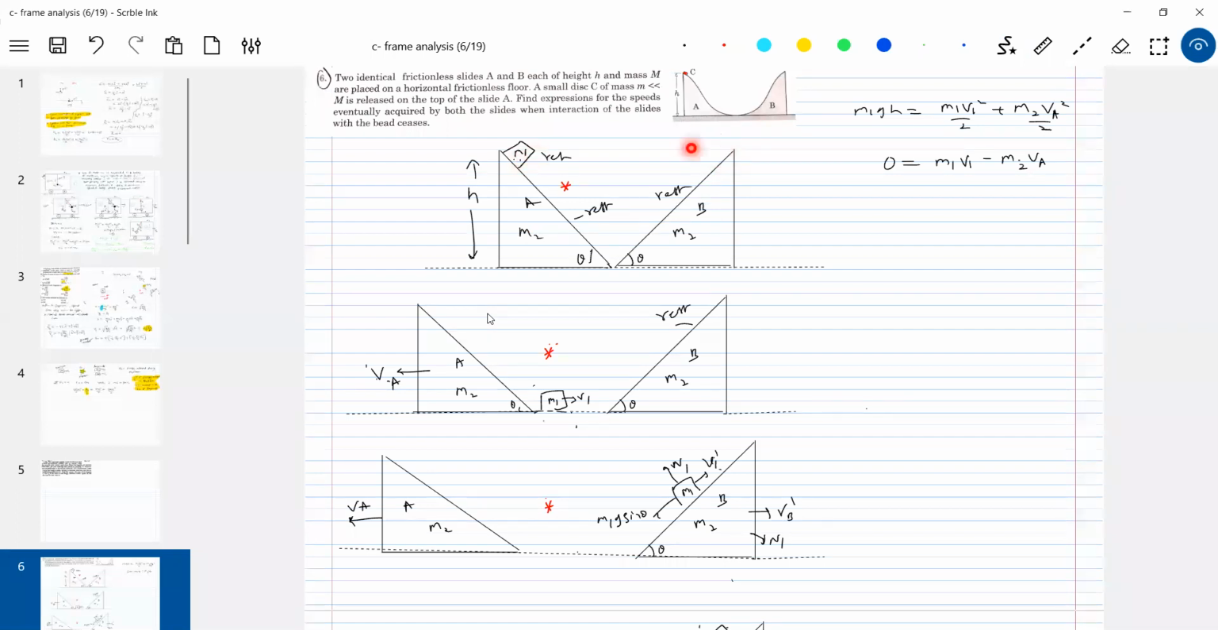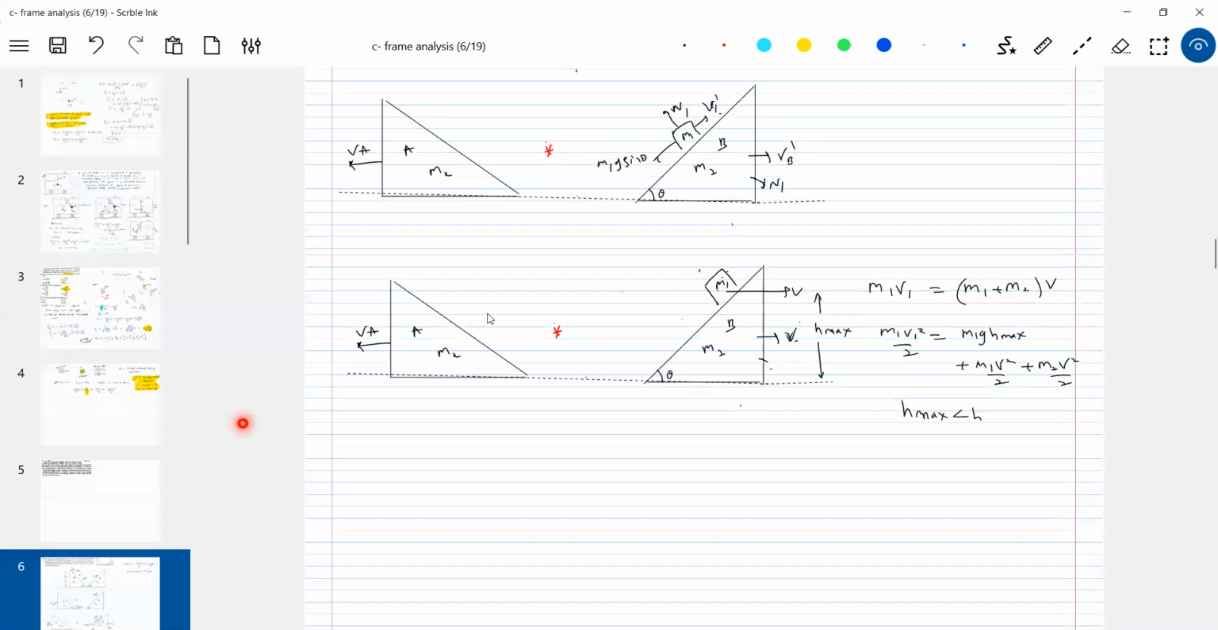Look at this. The system is released from rest, no? It was having only gravitational potential energy M1 g H. Agree with this? Then if M1 reaches the top edge of the wedge B, what is the problem? What problem arises here? The wedge A will be moving, both the block and the wedge will be moving. And here, what is the potential energy? M1 g H. Then from where did that additional kinetic energy come? So the law of conservation of energy will be violated. Therefore, M1 should not reach this particular point. So H max will be less than H only.